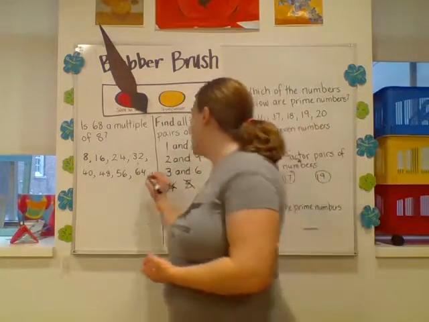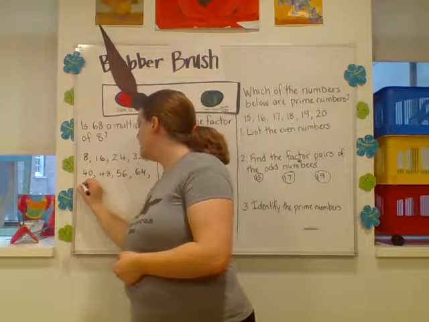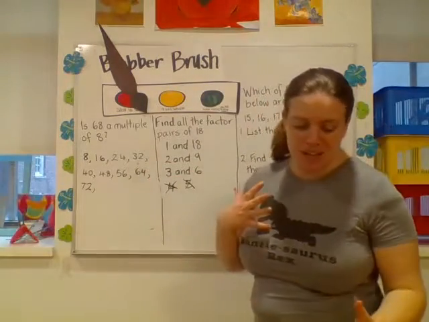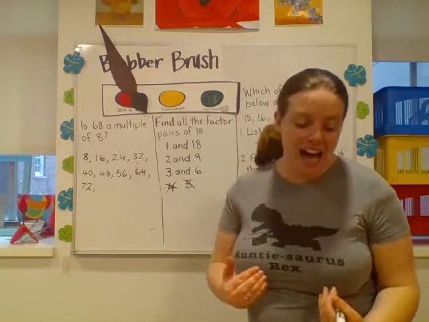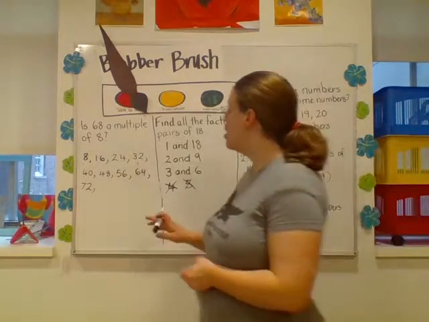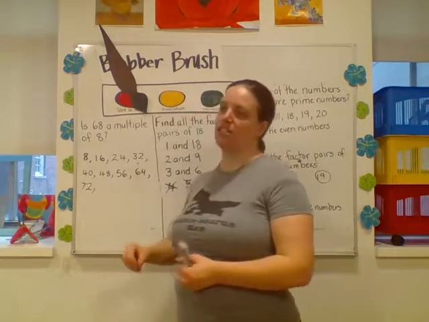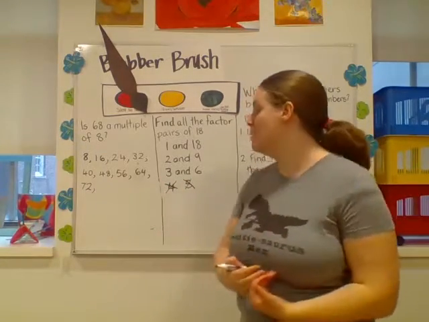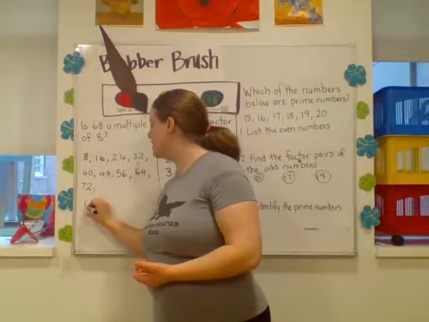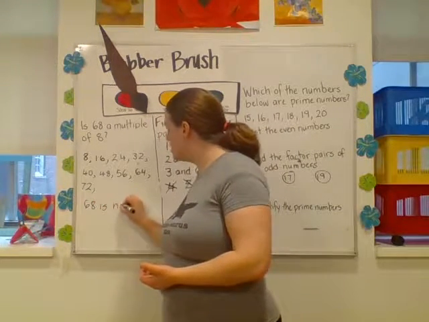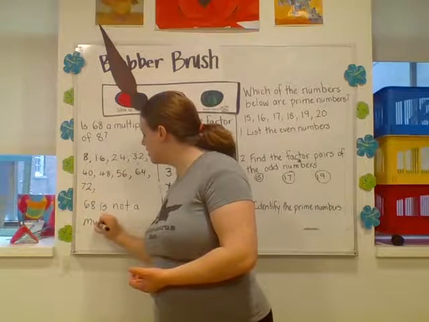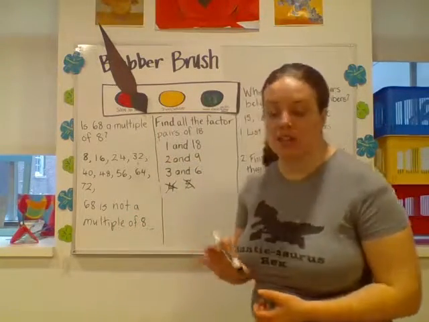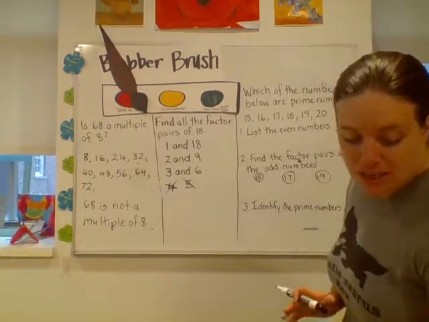And then we're going to add 8 more. 64 plus 8 is 72. But here's where we get a problem, because 72 is higher than 68. So I went from 64 to 72 and I went right the way past 68. So 68 is not a multiple of 8.